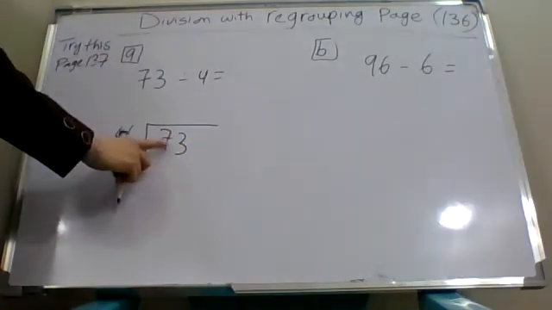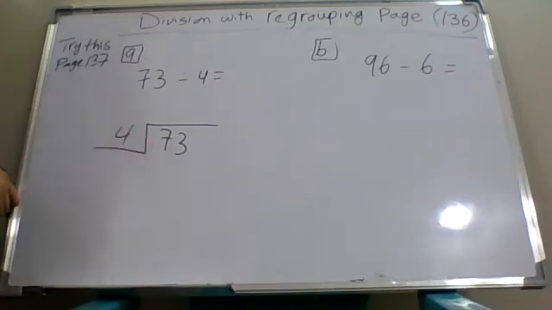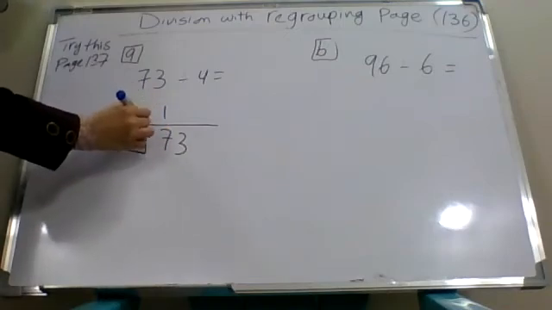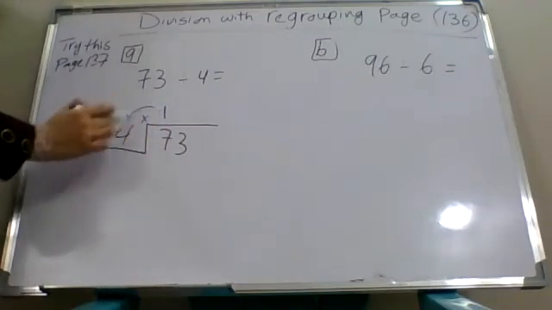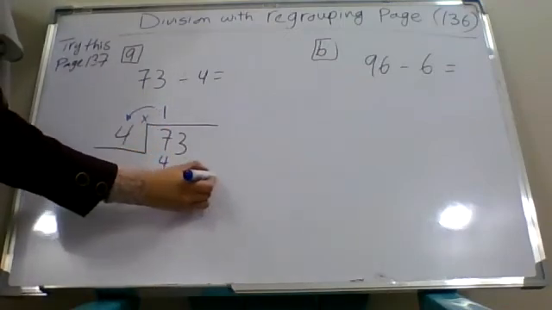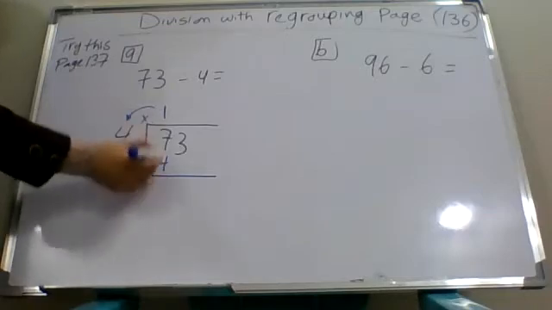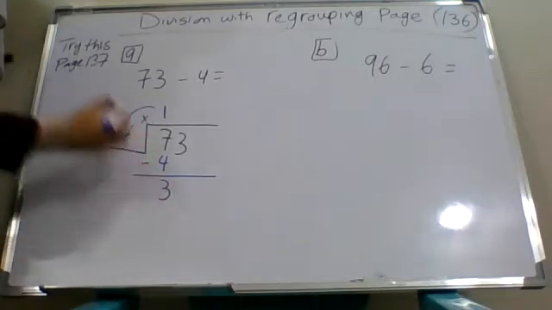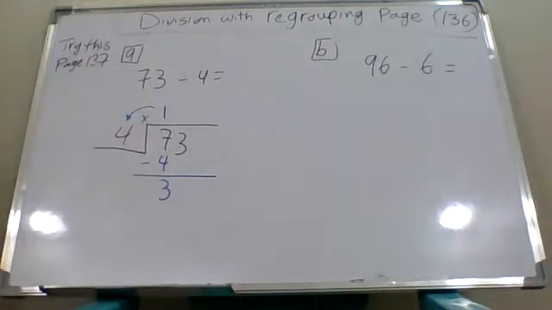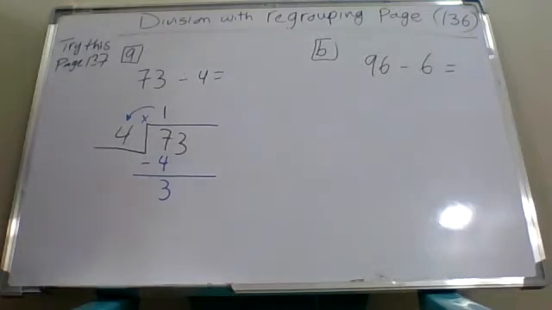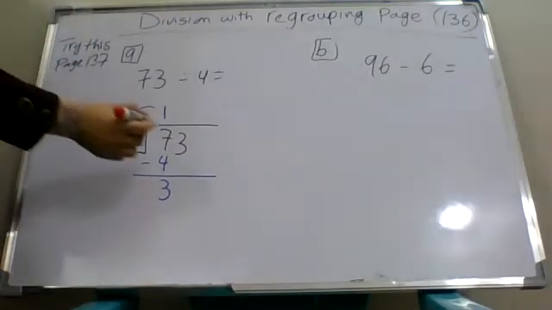The first number, which is 7. How many 4 inside this 7? I have only 1. Okay, so I write the first answer, which is 1. Then I multiply it with 4. 1 times 4 equals 4. And how many left? Subtract. You have 3 left. Then we want to put down number 3.